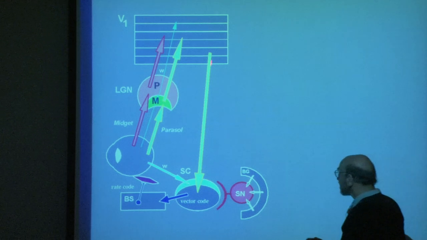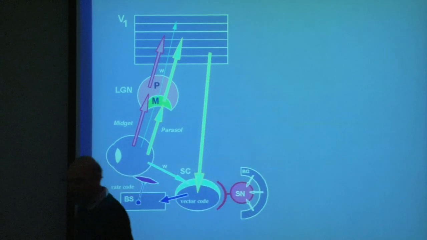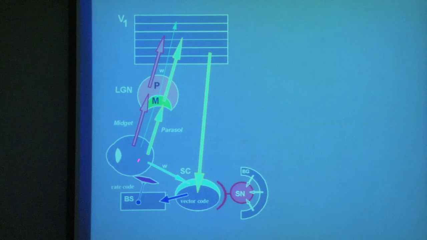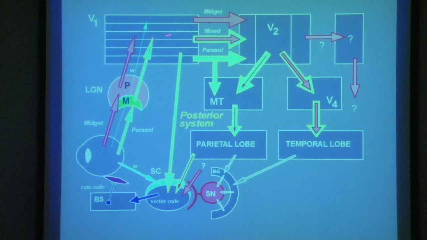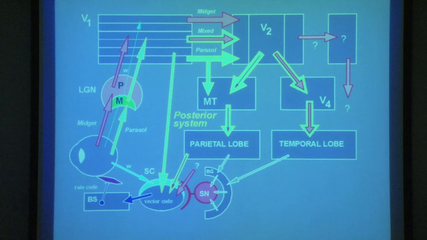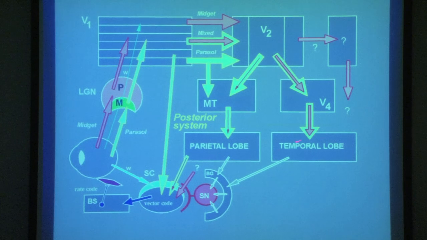And that downflow is controlled predominantly by the parasol system, as we had described. Then we have all these other areas that V1 projects to, V2, MT, V4, and so on, some of them dominated by input from the parasol system, and others get input from both. And those, in turn, project to the parietal and temporal lobes, and those, in turn, have an important influence on the inhibitory circuits through the basal ganglia and the substantia nigra.